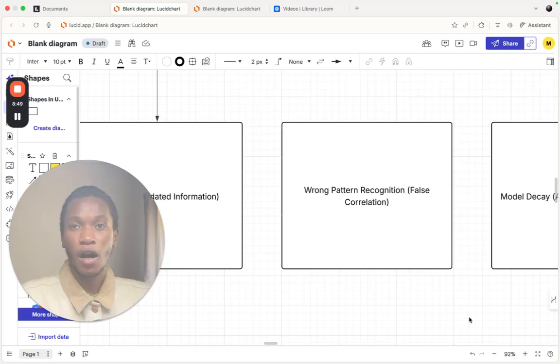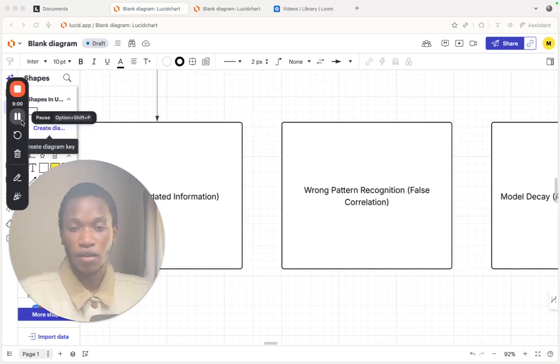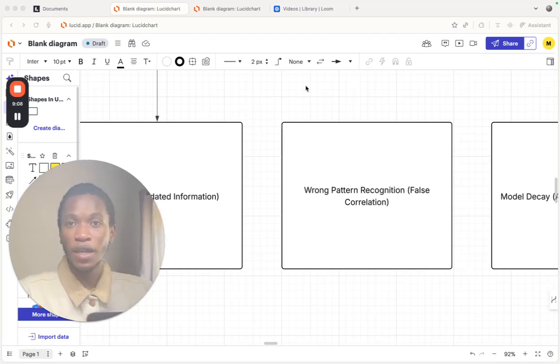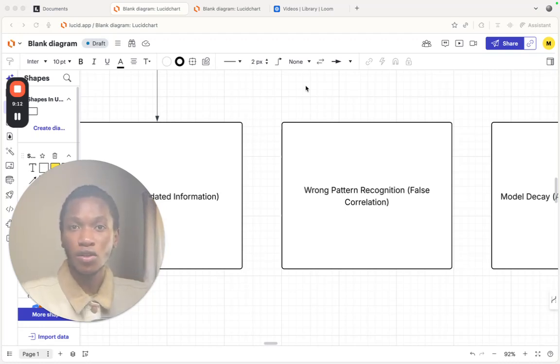How to detect this: understand business context, question patterns that don't make sense, A/B test predictions to verify causation, compare AI patterns to business understanding. And so how do you prevent this? Involve domain experts in model review, test causation, not just correlation, validate patterns with business logic, be skeptical of counterintuitive patterns.